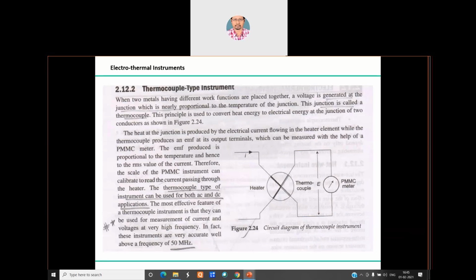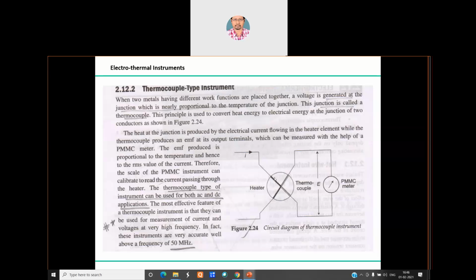Because there are two different metal pieces, even the same amount of current flowing through them will experience a different amount of temperature variation or heat. Because of that, a voltage is generated or induced over the junction of the contact, or in other words the contact point, and the amount of voltage generated over the contact point is nearly proportional to the temperature of the junction. These kinds of junctions are called thermocouples, as you can see over here in this demonstration.